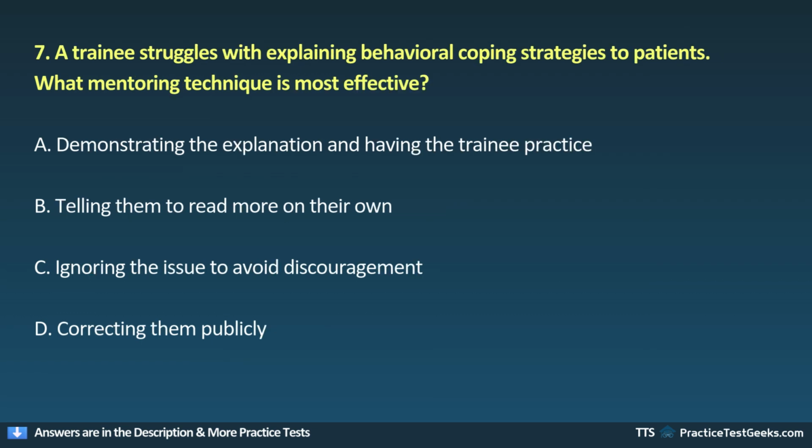7. A trainee struggles with explaining behavioral coping strategies to patients. What mentoring technique is most effective? A. Demonstrating the explanation and having the trainee practice. B. Telling them to read more on their own. C. Ignoring the issue to avoid discouragement. D. Correcting them publicly.